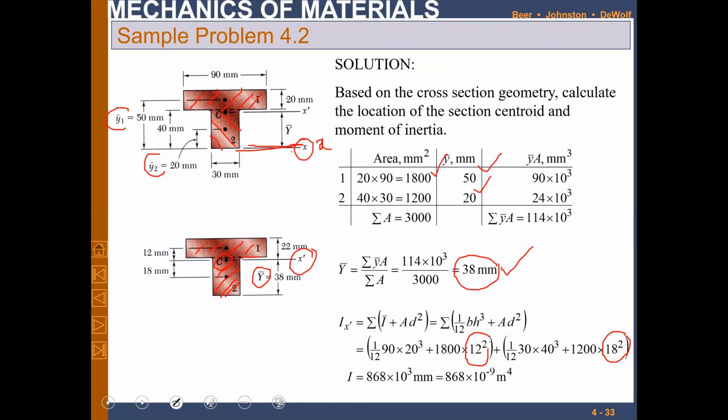By summing the whole area, we will end up with this I at 868 times 10 raised to power minus 9 meter 4. So this will be the I for this particular shape. Fine.